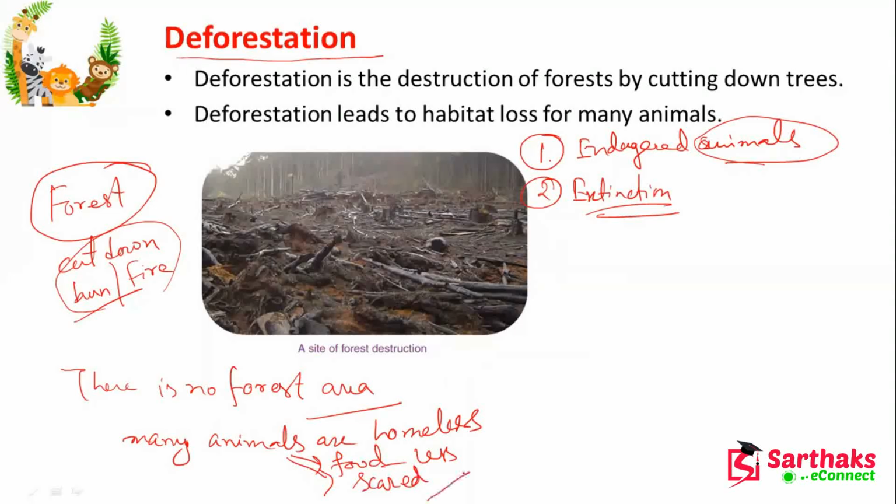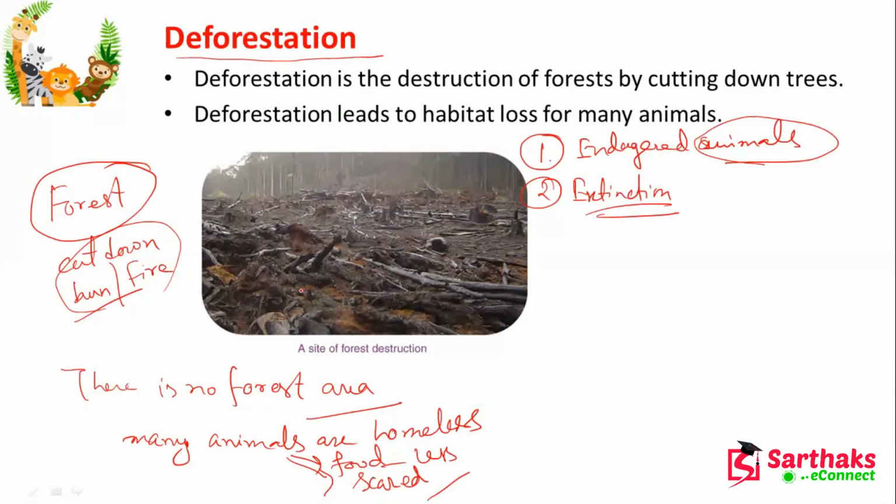Another thing is that they are scared also. Suppose you just imagine the situation. You are sitting in your home, and suddenly you can see that there is some fire, and due to that the whole thing becomes ash. So what will happen to you? You will be scared. So the animals are moving here and there, just to take any protection, just to get some shelter. So we are snatching their shelter.